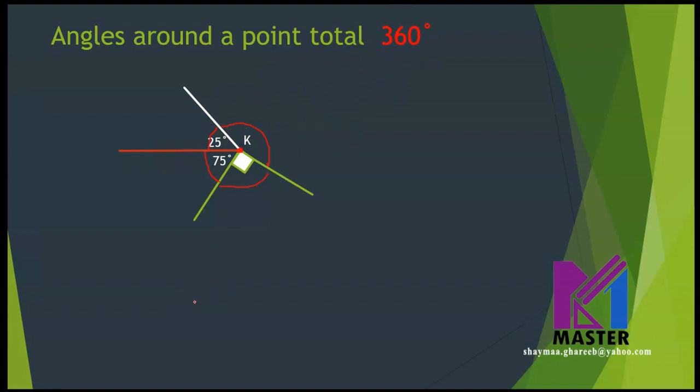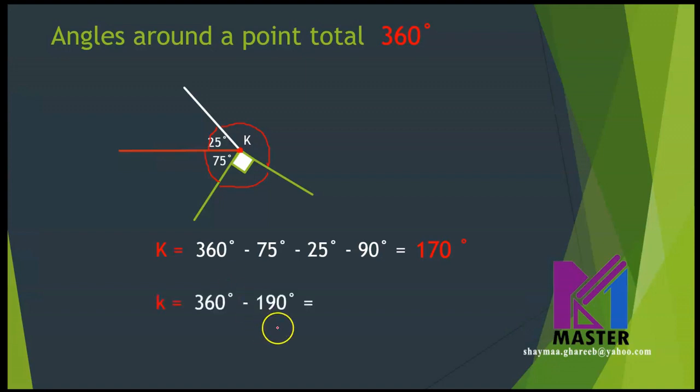So I will do exactly the same. I will start to subtract angle by angle from the 360. So it will be 360 minus 75 minus 25 minus 90, which is 170 degrees. Or I can add these three angles together. 25 plus 75 equals 100, plus 90 equals 190. Then I can subtract the 190 from the 360 degrees, which is 170 degrees. So the size of angle K is 170 degrees.